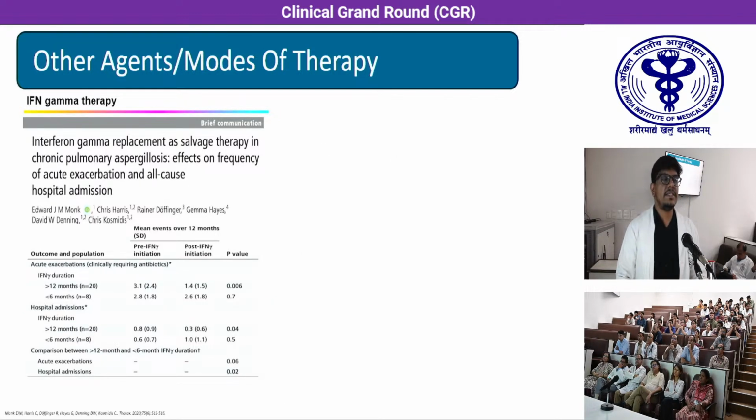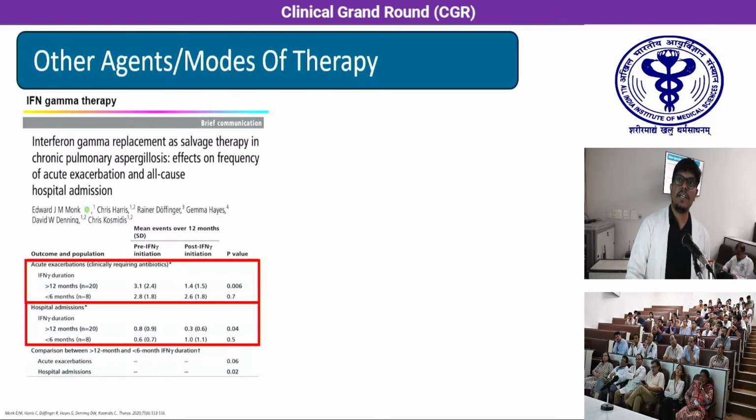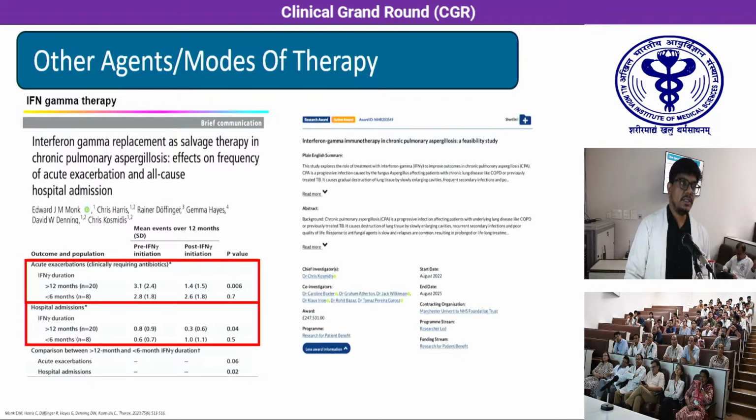So as discussed previously, these patients might have interferon gamma deficiency. So in this retrospective cohort from UK, they had evaluated whether interferon gamma replacement offers some benefit. What they had shown was that patients who received at least 12 months of interferon gamma might have fewer exacerbations and hospital admissions in the duration when they received this as compared to before interferon gamma initiation. So based on this, an ongoing trial is recruiting patients, evaluating the role of interferon gamma immunotherapy in patients with CPA.